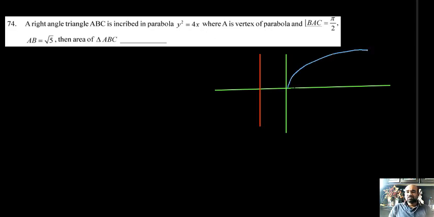I want to draw the diagram. This is the y-axis, this is the x-axis. This is the directrix of the parabola, not required for this problem. The blue one is the parabola, whose equation is y square equal to 4x. Obviously the vertex is at the origin, but no need to mention that. A is the vertex, so I can say the vertex name is taken as A.